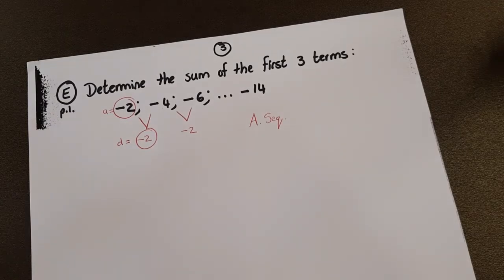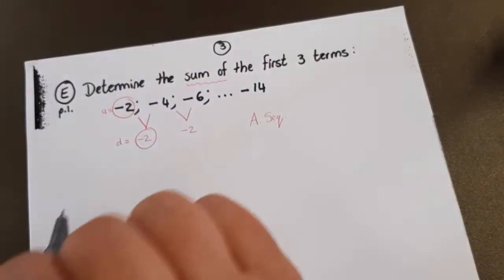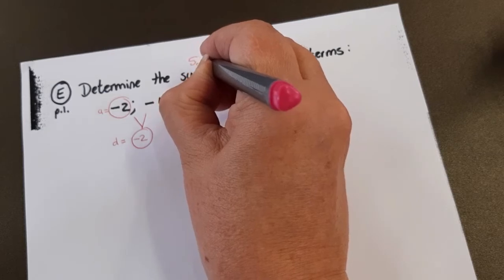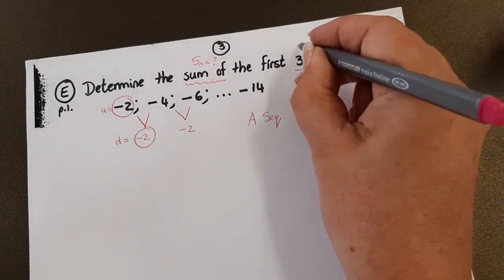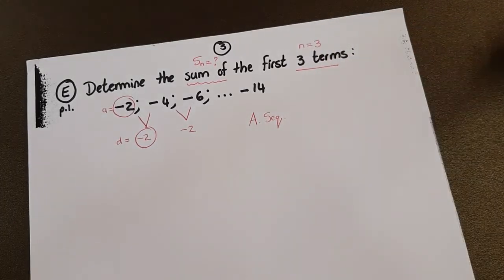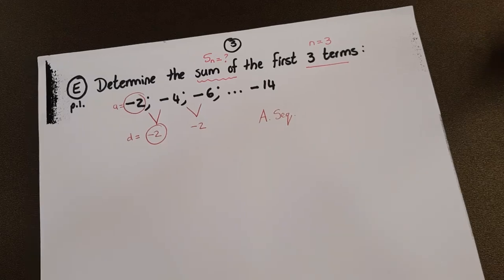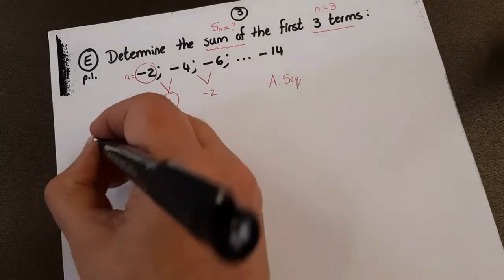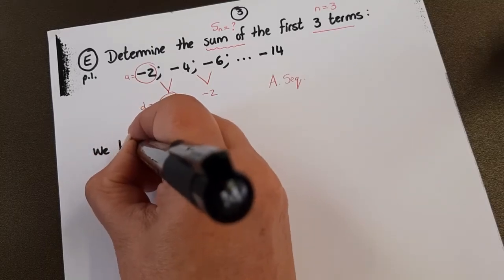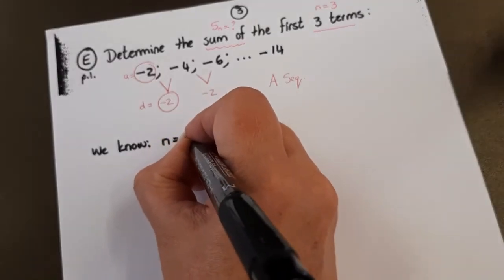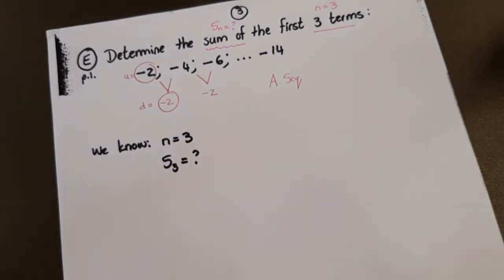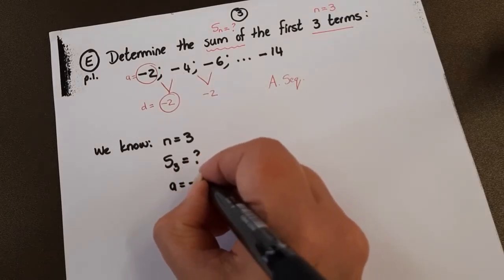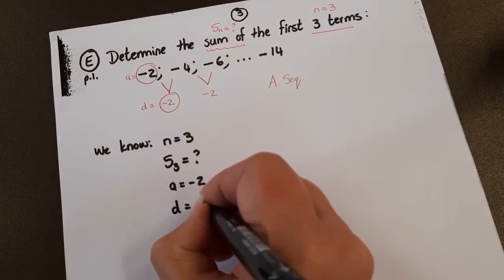Now let's look at the question. Calculate the sum of, therefore we need Sn, the first 3 terms. So n will be 3. It's always good practice to write down what you have. So we know that n is 3, and we know we have to calculate the sum of the three terms. We know a is minus 2 and we know d is minus 2.